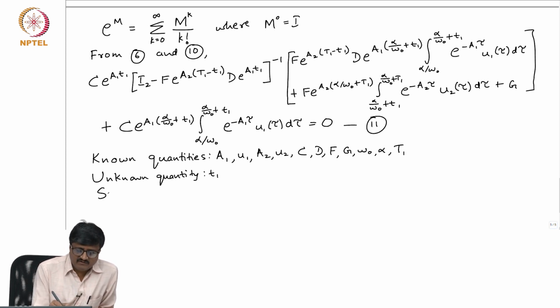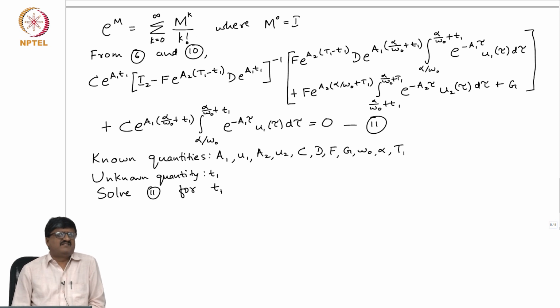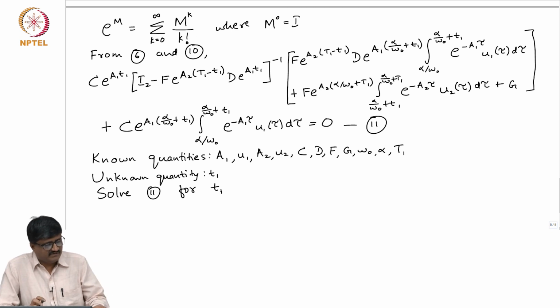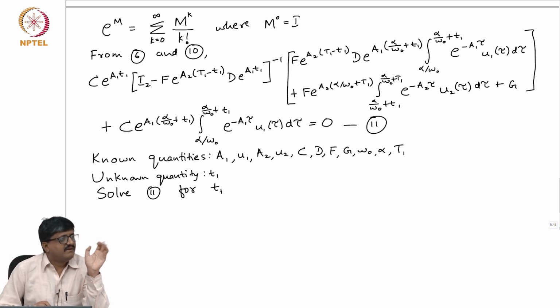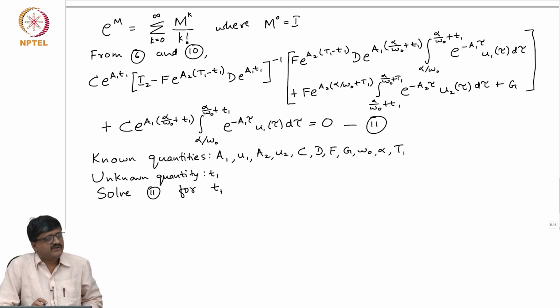So, solve equation 11 for T1. So, how do you solve? Yeah, use any numerical method. Newton's method, the Newton-Raphson method, is an obvious choice. Of course, on a calculator it is tough. A calculator will not allow matrix exponentials and such things. So, a calculator is ruled out, and one has to use a computer. Try to write a short program for any numerical method.